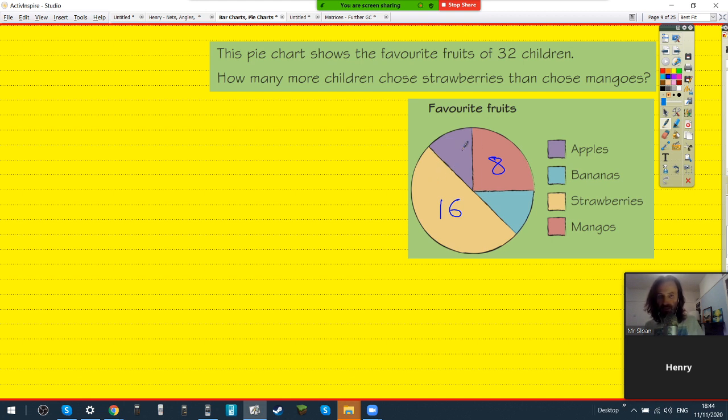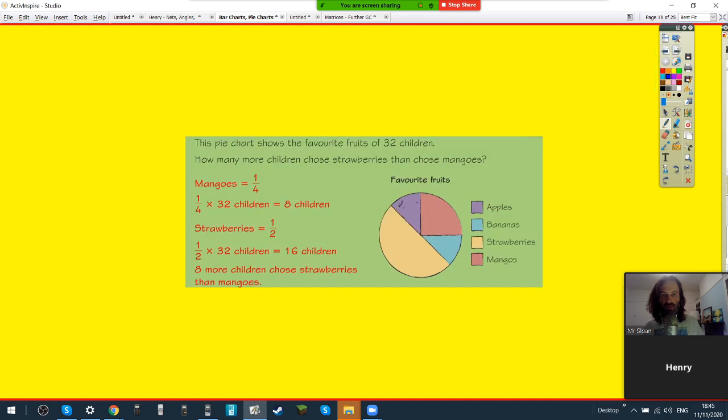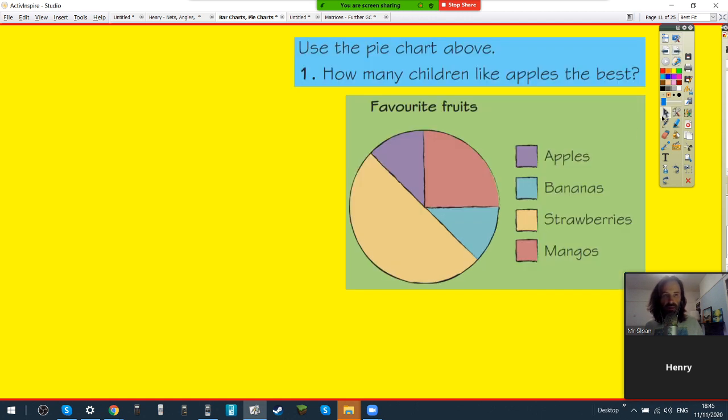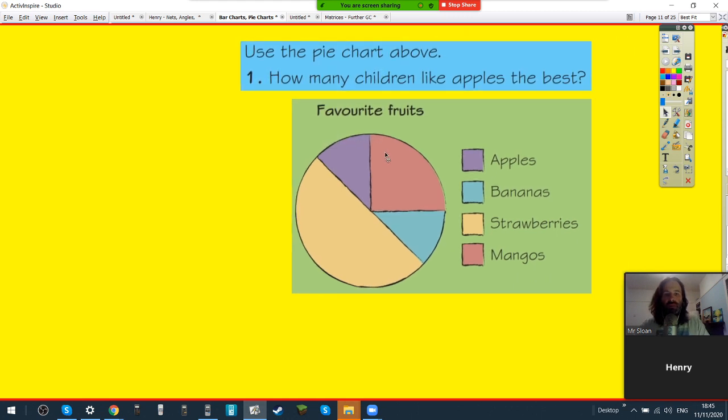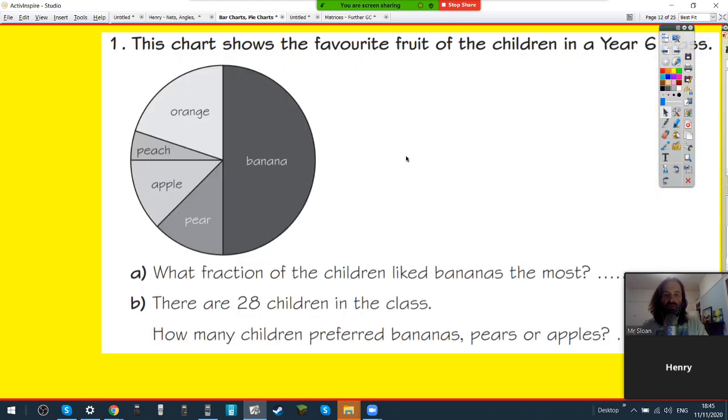And what do you notice about these two? They're both half a quarter. So then they're both 4. Well done. 4, 4. There we go. Great. Any questions there? No. Good. How many children like apples the best? We just did this one. That was 4.